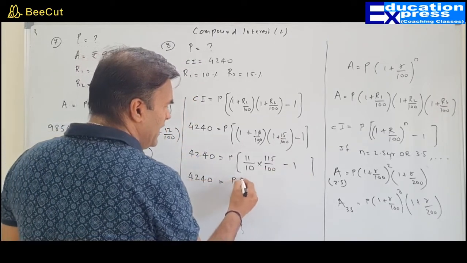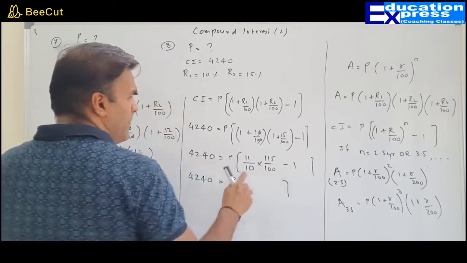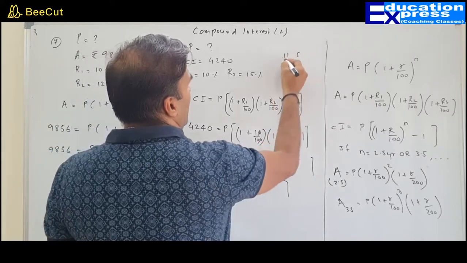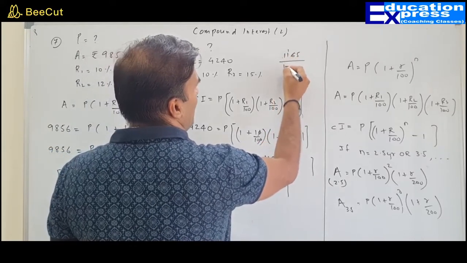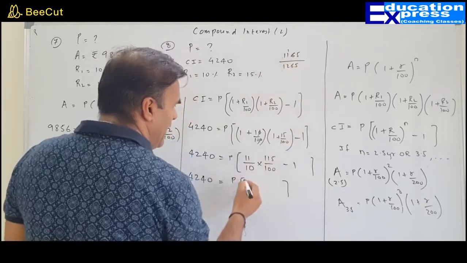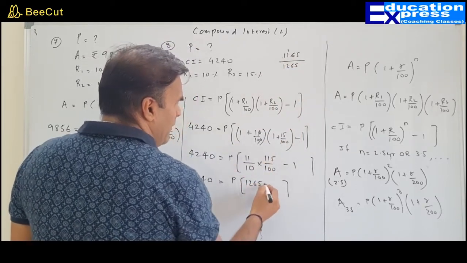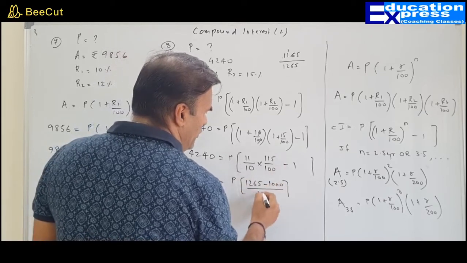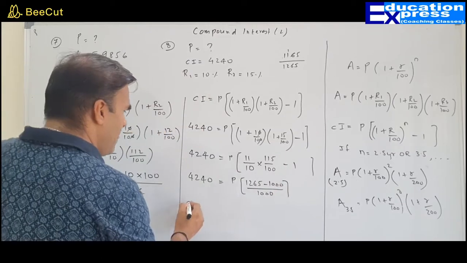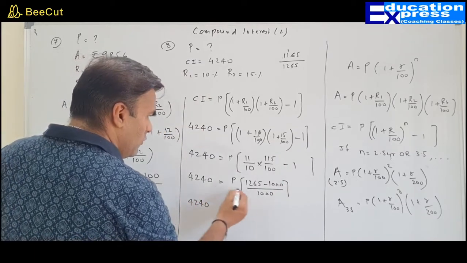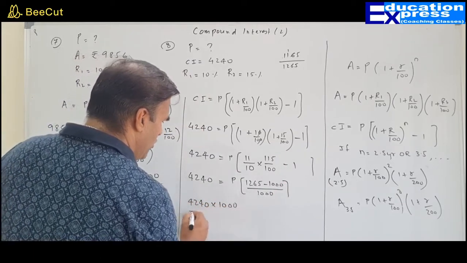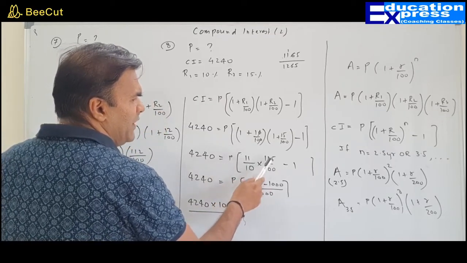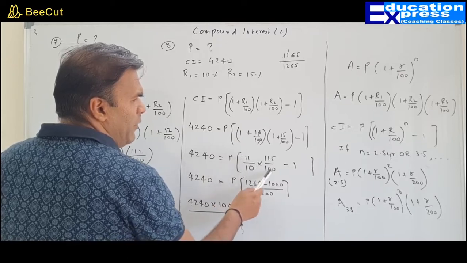4240 equals P. Let us see what is the outcome. This multiplied by this: 115, 115, 16, 61. So it will be 1265. Multiply 1265 minus 1000 upon 1000. So 4240 multiplied by 1000 divided by what I have done over here, 11 into 115 is 1265 upon 1000.